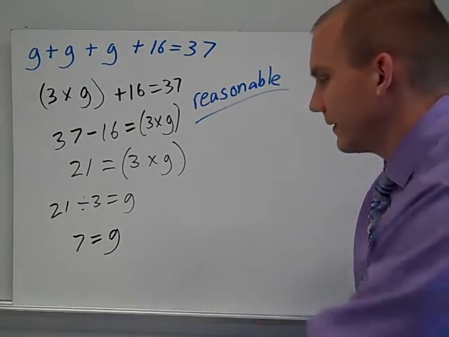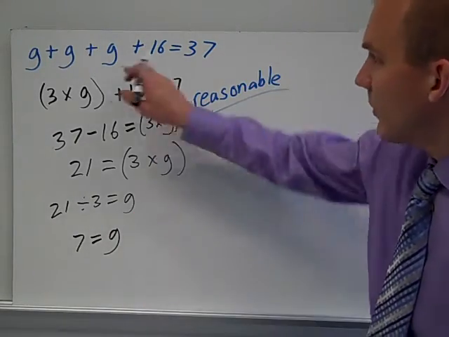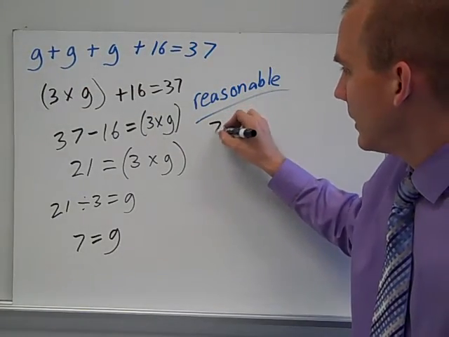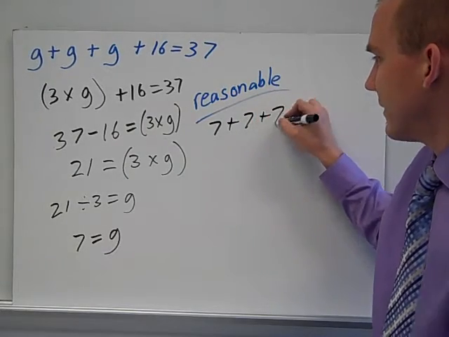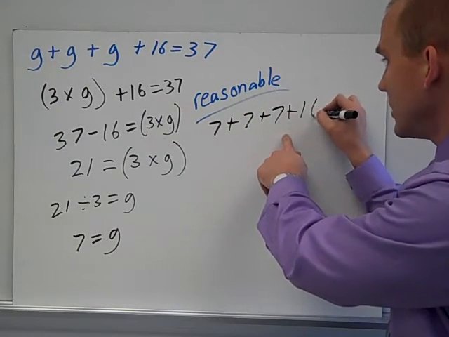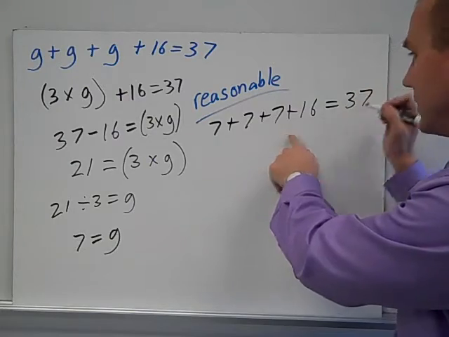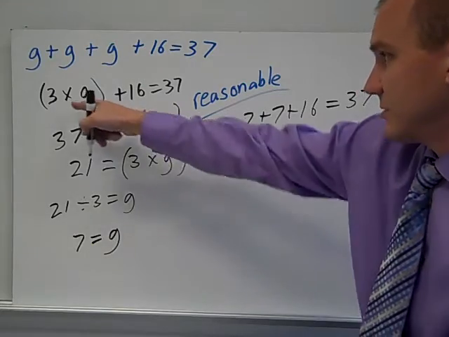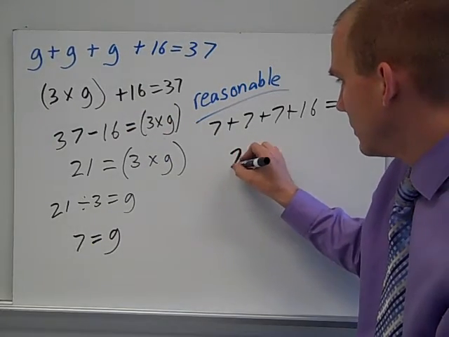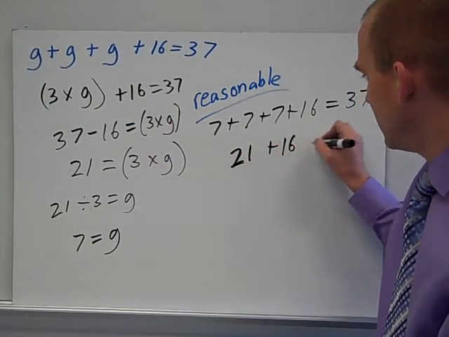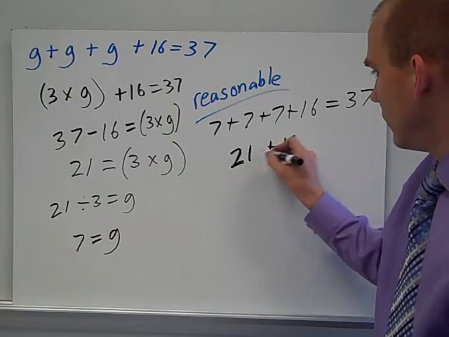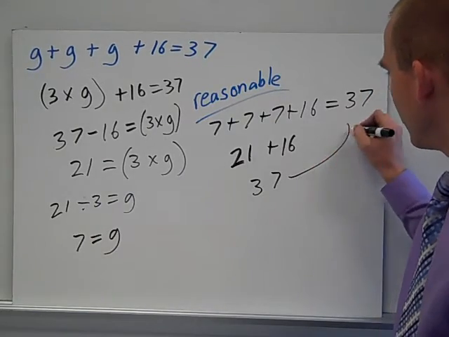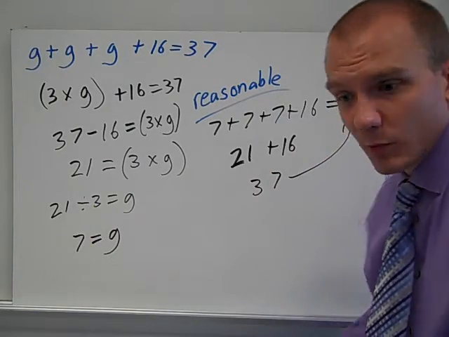Now, how do I go back and figure out if 7 is a reasonable answer? You come all the way back up here. G plus G plus G plus 16. Well, let's add it all up. 7 plus 7 plus 7. 3 game tickets plus lunch. Does that equal 37? That's what I need to figure out. 7 plus 7 plus 7 is 21 because it's 3 times 7. Plus 16. 21 plus 16, well, 1 plus 6 is 7, 2 plus 1 is 3, so it does equal 37, meaning my answer is reasonable.